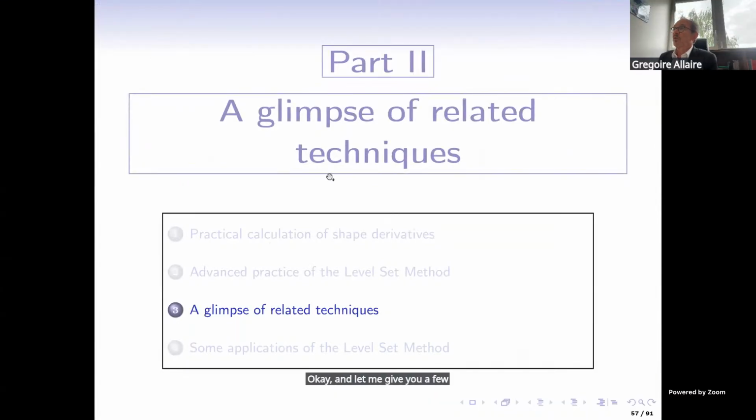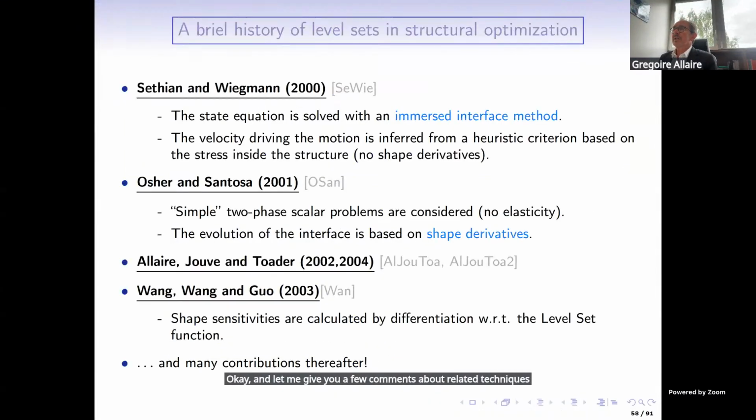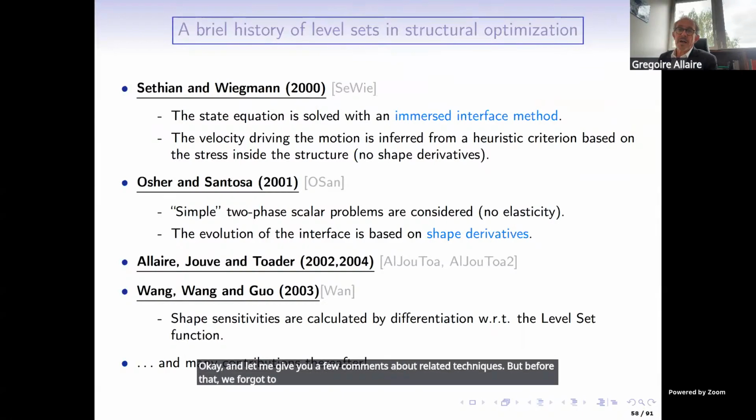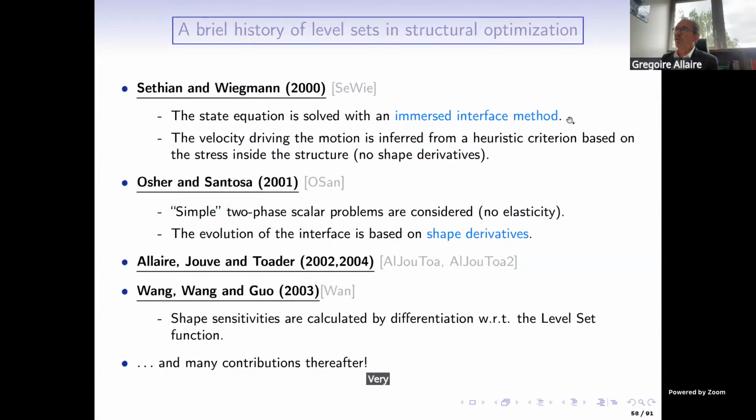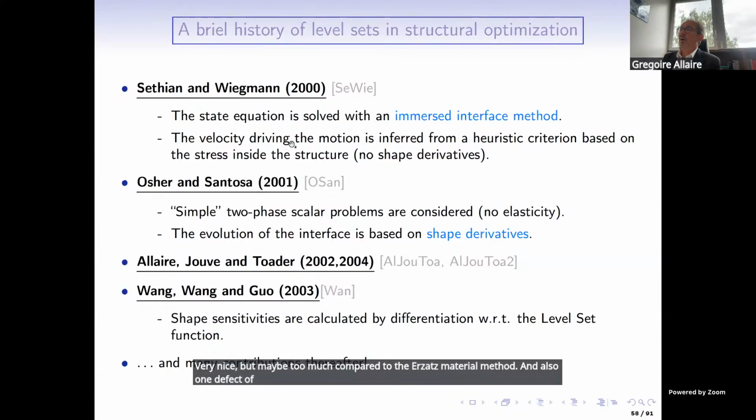A few comments about related techniques. But before that, we forgot to include a slide on the history of the level set method in structural optimization. And I have to say that the first paper in this topic was a paper by Sethian and Wiegmann, where they used a complicated immersed interface method, which actually is very nice, but maybe too much compared to the ersatz material method. And also, one defect of this first paper was that they were not using shape derivative, but some heuristic criterion based on the von Mises criteria.